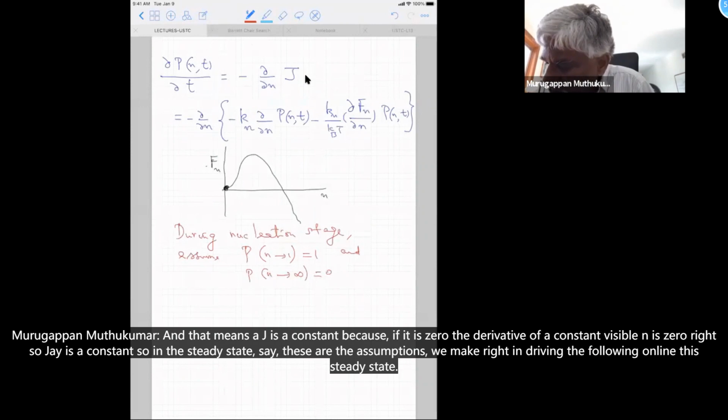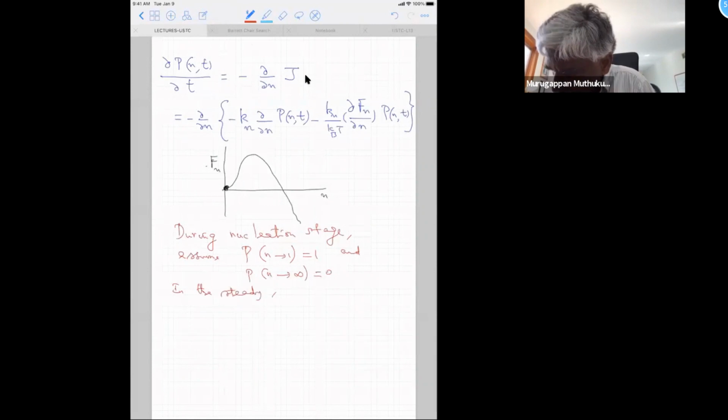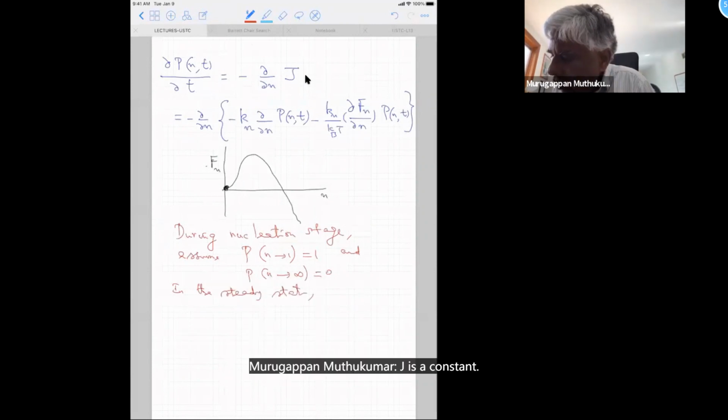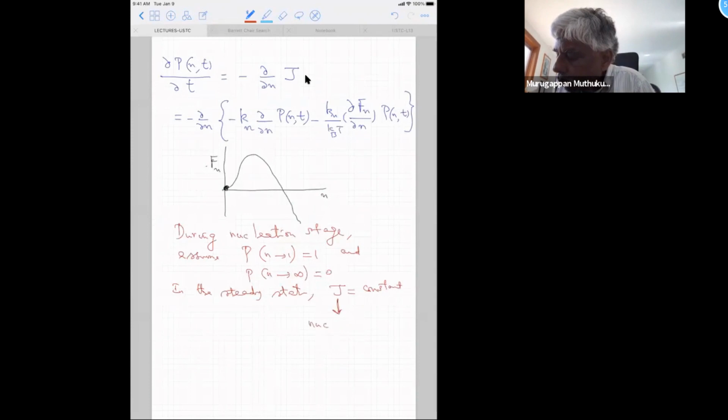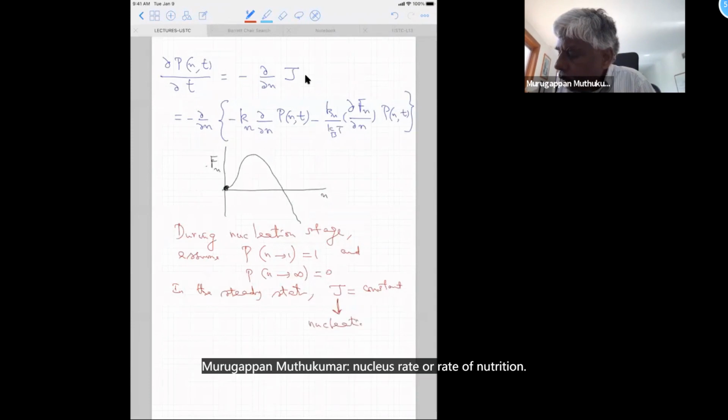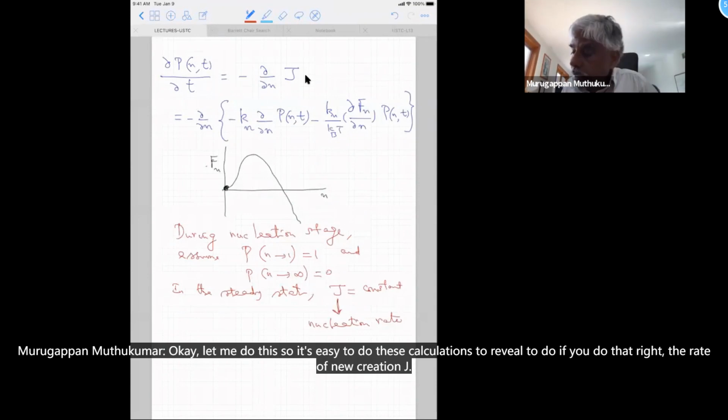So in the steady state, these are the assumptions we make in deriving the following formula. In this steady state, J is a constant. And when that happens, we call this the nucleation rate, or rate of nucleation. Okay, let me do this. It's easy to do. This calculation is trivial to do.